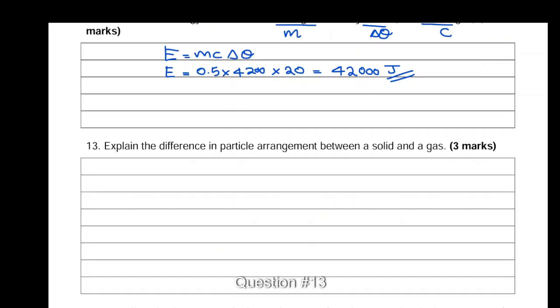Question number 13. Explain the difference in particle arrangement between a solid and a gas. In a solid, particles are in fixed positions. They are much closer together. They can only vibrate about their fixed positions. They are not free to move. There is less space between particles.